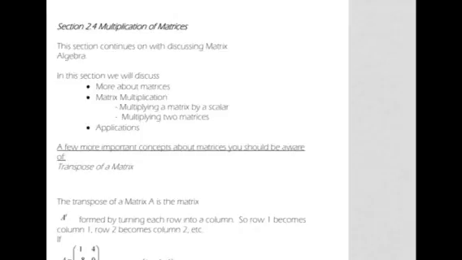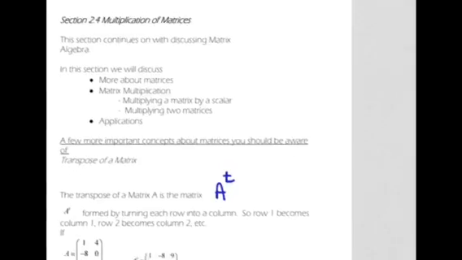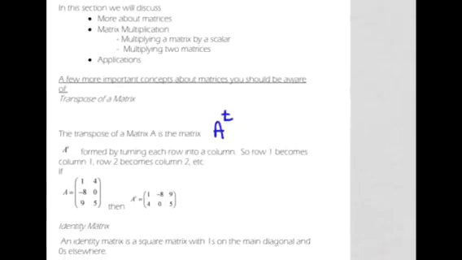So just a few more concepts about matrices that you should be aware of. The transpose of a matrix is created by turning each row of the matrix into a column and vice versa. So the transpose of matrix A is written as A with a superscript T for transpose. And again, a transpose is formed by turning each row into a column. So row 1 becomes column 1, row 2 becomes column 2, etc.